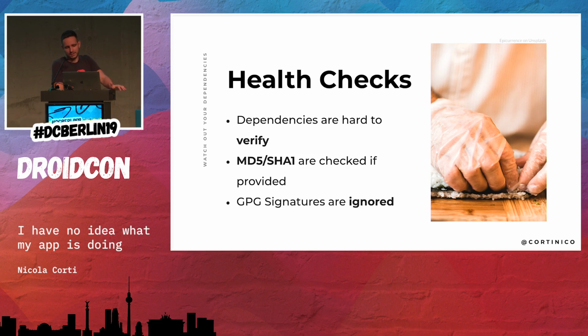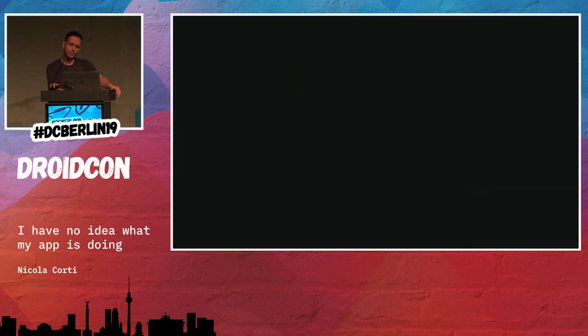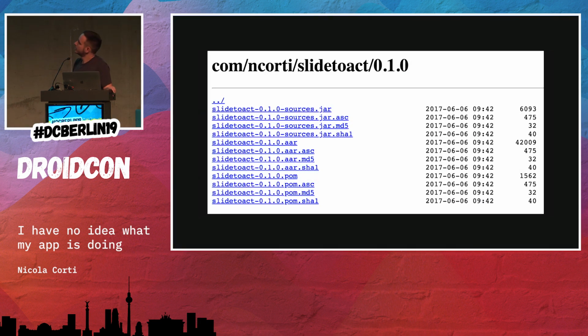But the problem is that the GPG signatures are ignored. I don't know if you ever experienced publishing libraries, but you know that you need to have a GPG key and sign your artifacts, otherwise you will not be able to publish. Those signatures are basically completely ignored. We will see how. This is our library on Maven Central, and there are those ASC files. They are actually the signature of the artifacts.